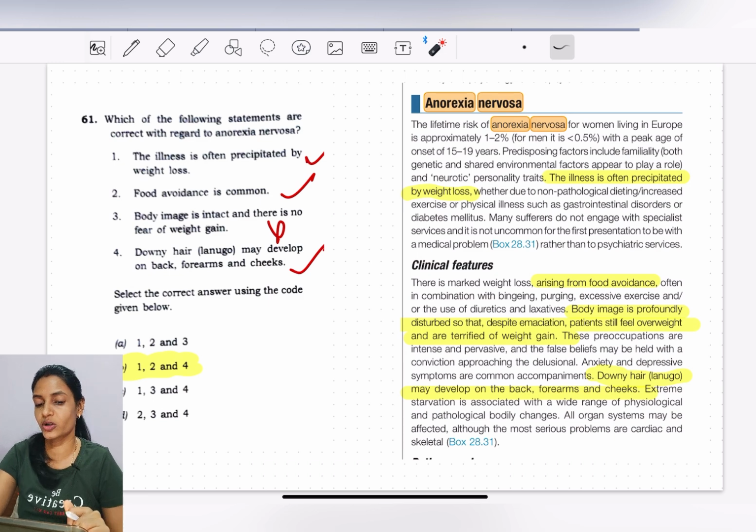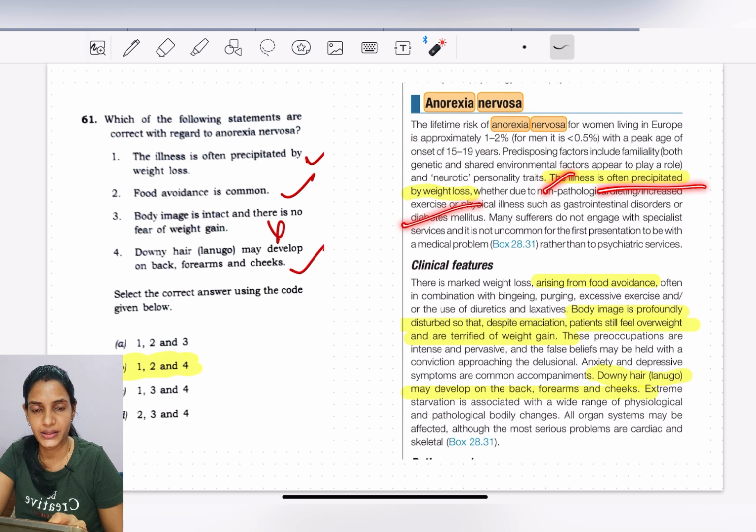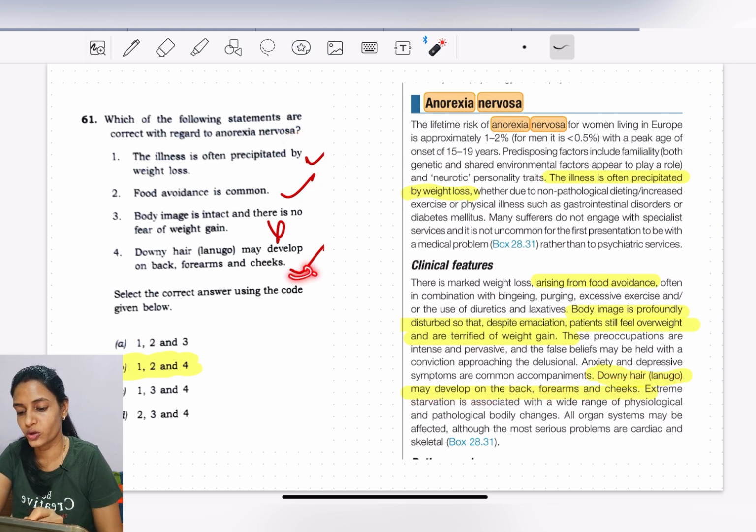Anorexia nervosa they are talking about. So anorexia nervosa, this illness is often precipitated by weight loss and it arises from food avoidance. Body image is profoundly disturbed, so that despite emaciation patients still feel overweight and are terrified of weight gain. Downy hair, lanugo, may develop on the back, forearm and cheeks. So statements 1, 2, 4 are true.